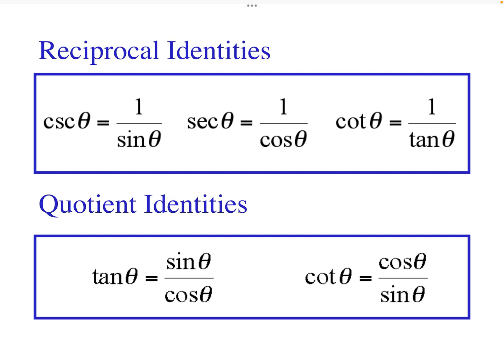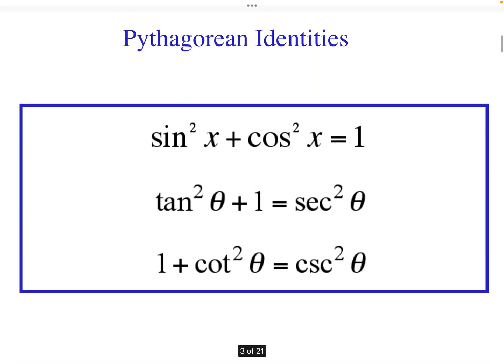Okay, so the first thing, we already know the reciprocal identities. Cosecant theta is 1 over sine theta, secant theta is 1 over cosine theta, and cotangent theta is 1 over tangent theta. The quotient identities: tangent theta is sine over cosine, and cotangent is cosine over sine. So all those things we already know.